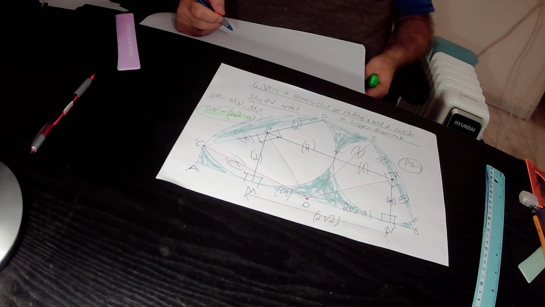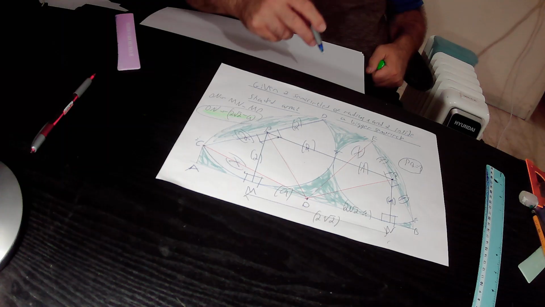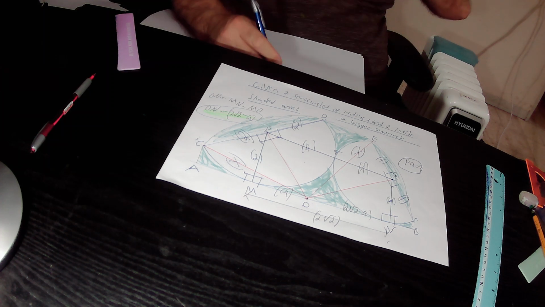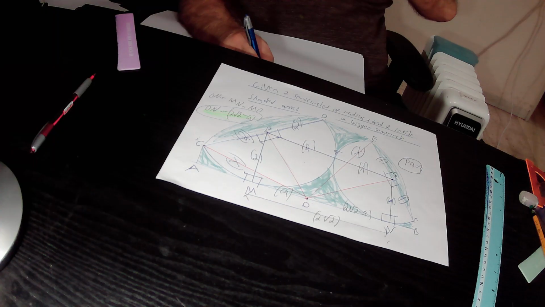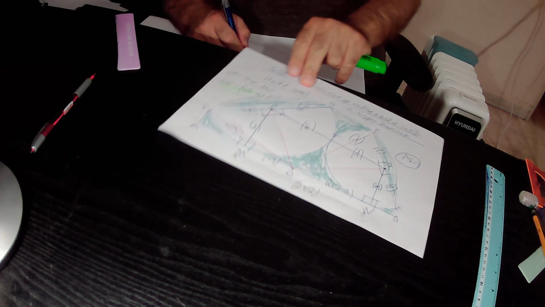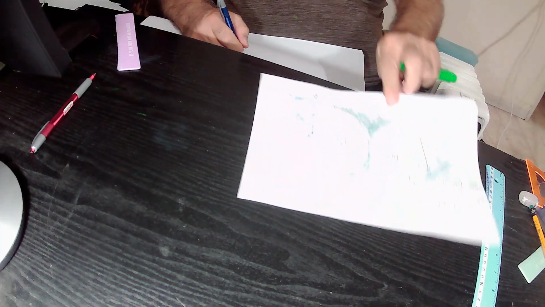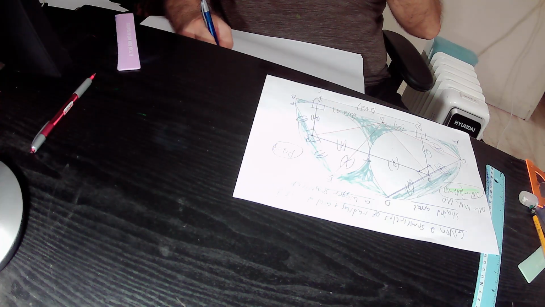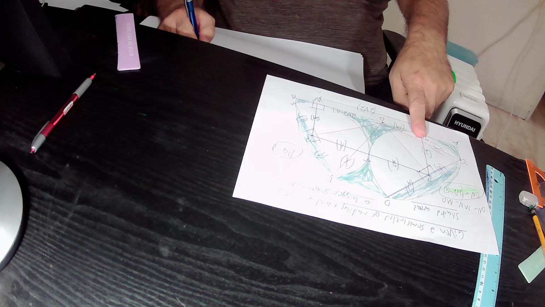From the drawing, it is very easy to see that the value of this shaded area equals the area of the biggest semicircle that contains the smaller semicircles, minus the area of the right semicircle, minus the area of this left semicircle.